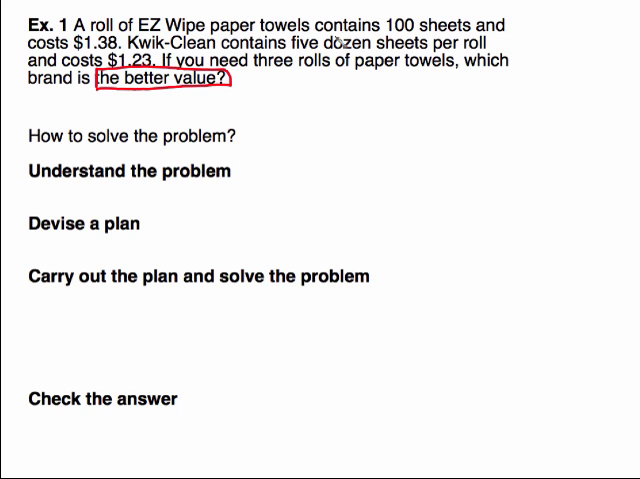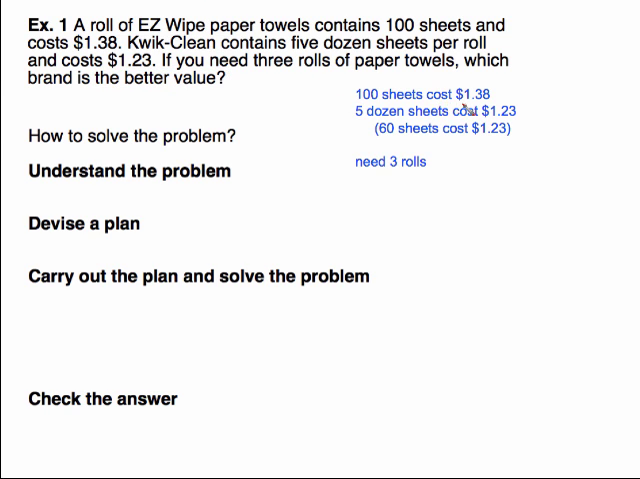Easy contains 100 sheets and costs $1.38. So this is what I mean by write down some things. 100 sheets costs $1.38. That is my shorthand for this first sentence. Quick Clean, and I could actually label this as E for Easy, and I could put a Q for Quick Clean. This one costs 5 dozen sheets, costs $1.23.